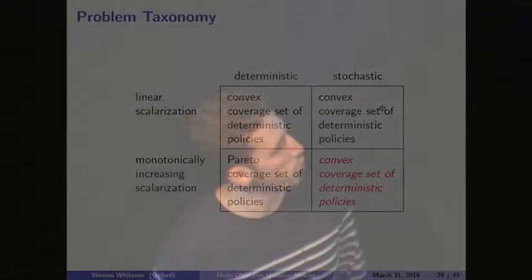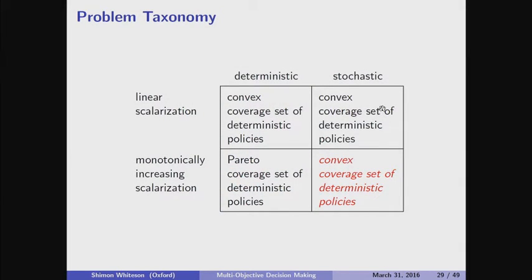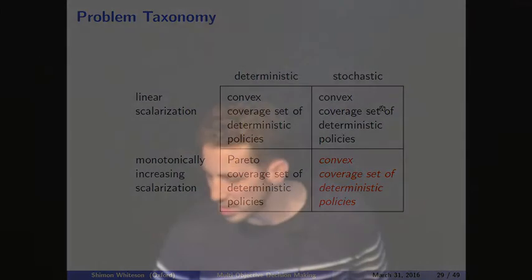So even though we have a nonlinear scalarization function, all we need to compute is this convex coverage set of deterministic policies. So if we look back at our taxonomy, we see something a little bit surprising. Three of the four boxes here have the same solution concept, the convex coverage set of deterministic policies. Even if we aren't willing to assume that our scalarization function is linear, we can still get away with this convex coverage set unless we have this one combination. If we insist upon deterministic policies and we have a scalarization function that we don't know to be linear, then we need to actually compute this Pareto coverage set.